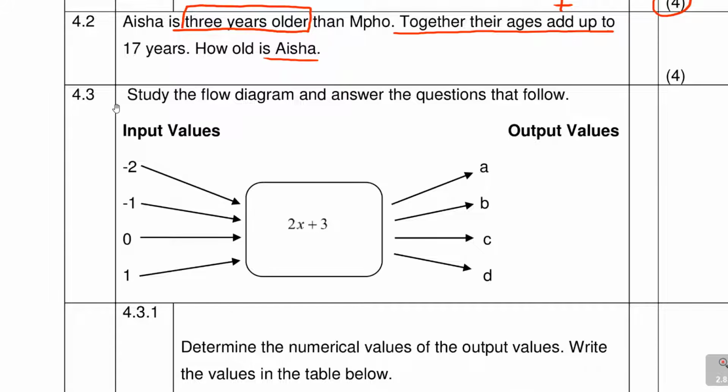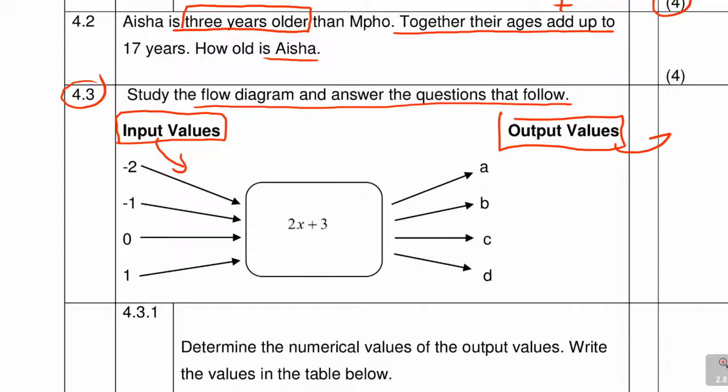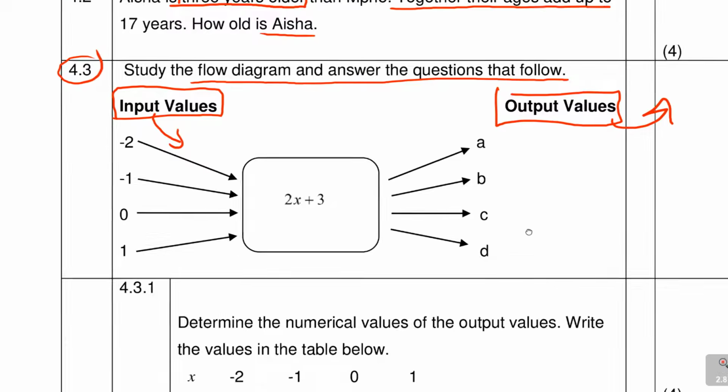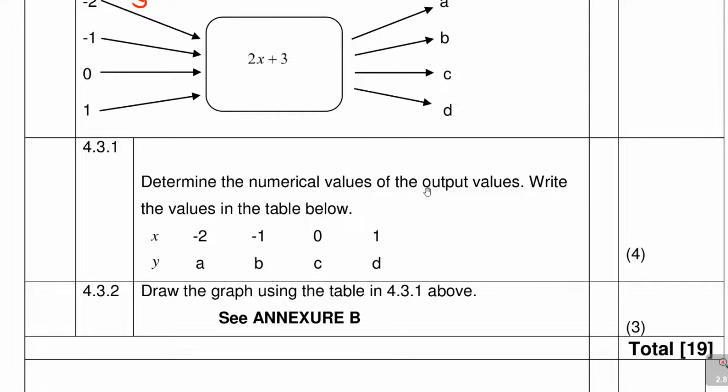This one says 4.3. We are now in 4.3. 4.3 says study the flow diagram and answer the questions that follow. So in this flow diagram, you have got input values, what you put inside, and then you've got output values, what you get out. Alright, so they are giving you the input -2, -1, 0, 1, and then you have got this thing where everything is cooked inside here, which is 2x plus 3. Then you've got A, B, C, D. Then it says determine the numerical values of the output, write the values in the table below.